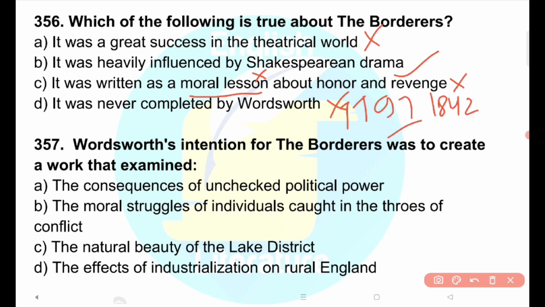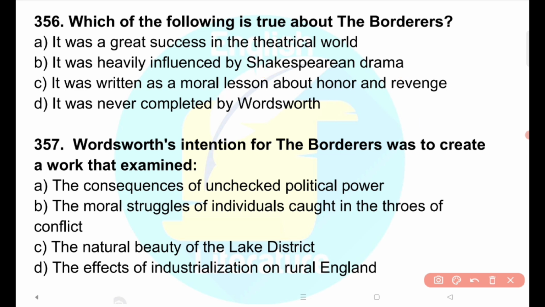It was heavily influenced by Shakespearean drama. Wordsworth's play follows a tradition of Shakespearean tragedy, especially in its use of blank verse, psychological depth, and moral conflict. The themes of betrayal and inner turmoil are reminiscent of Shakespeare's plays like Macbeth and Hamlet.